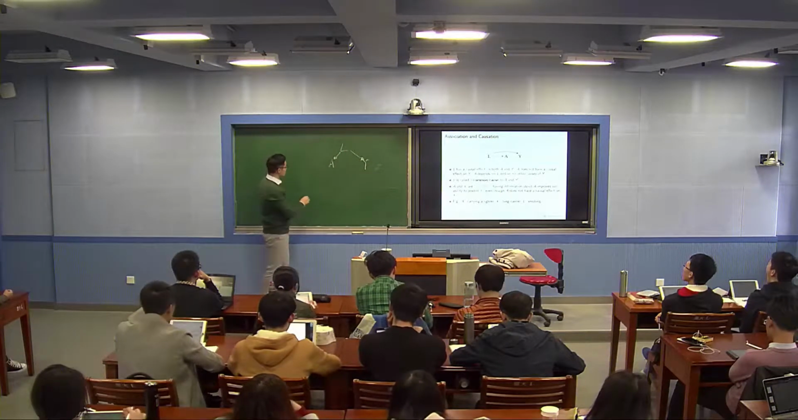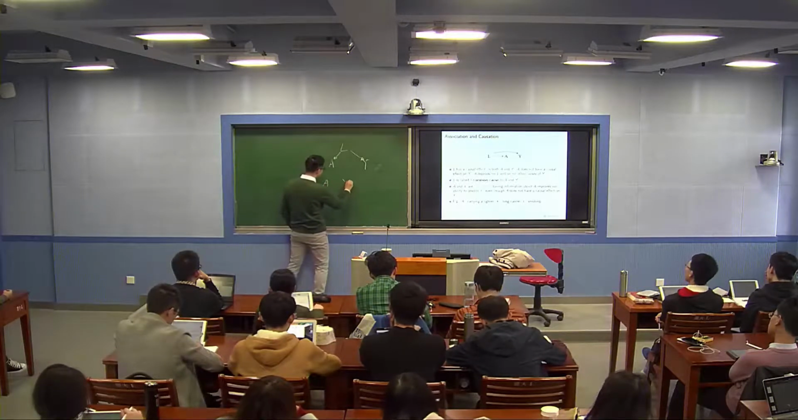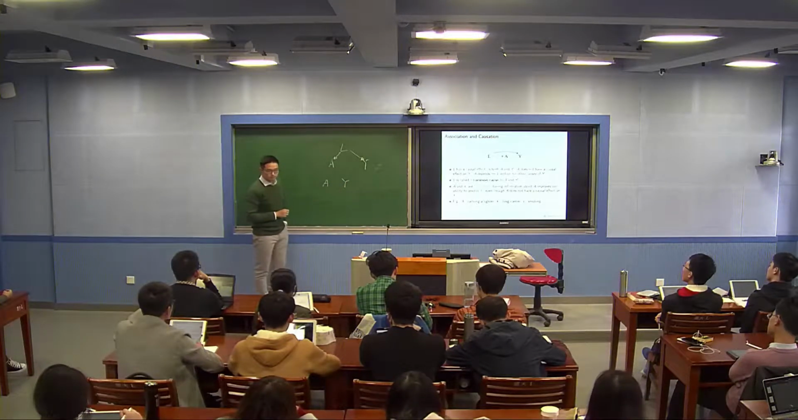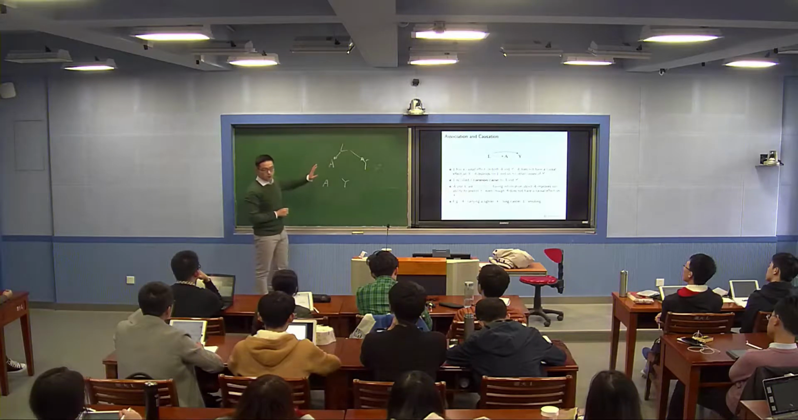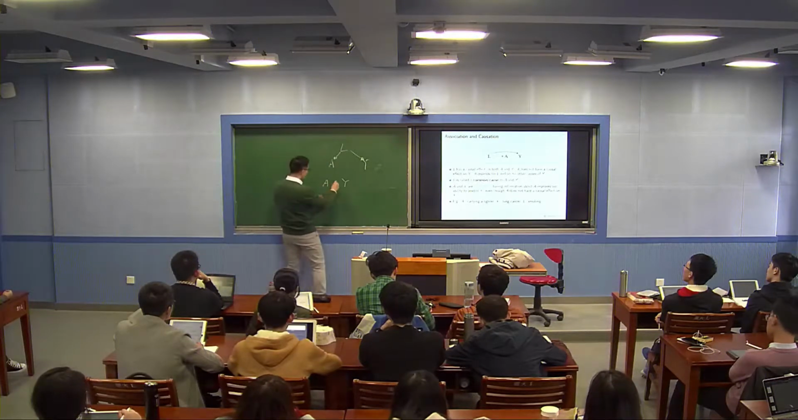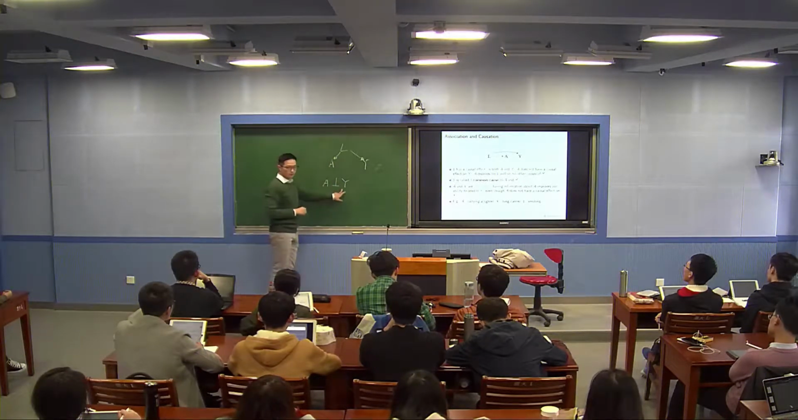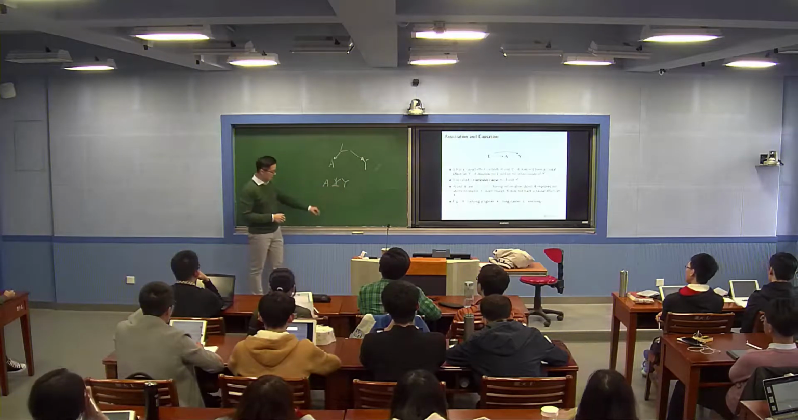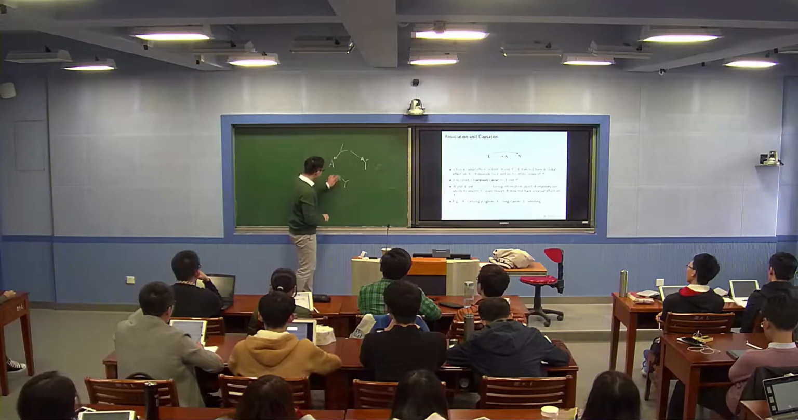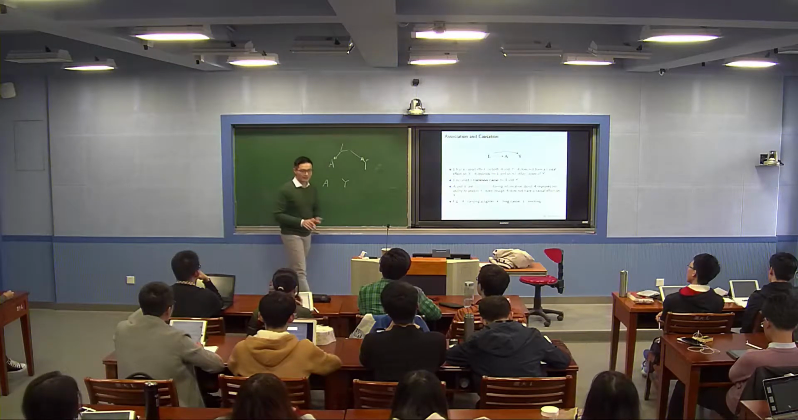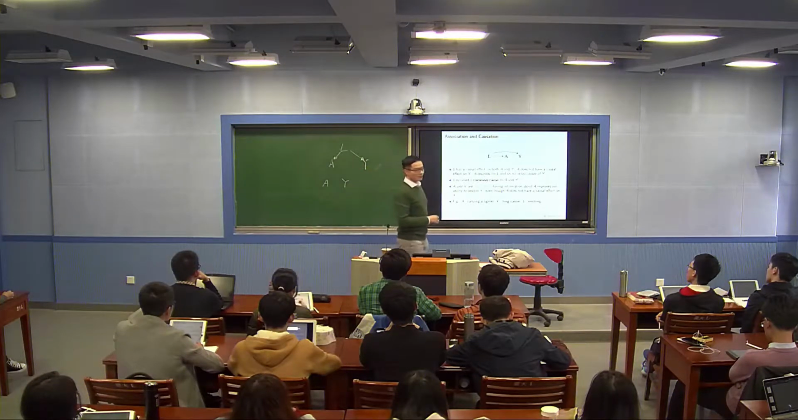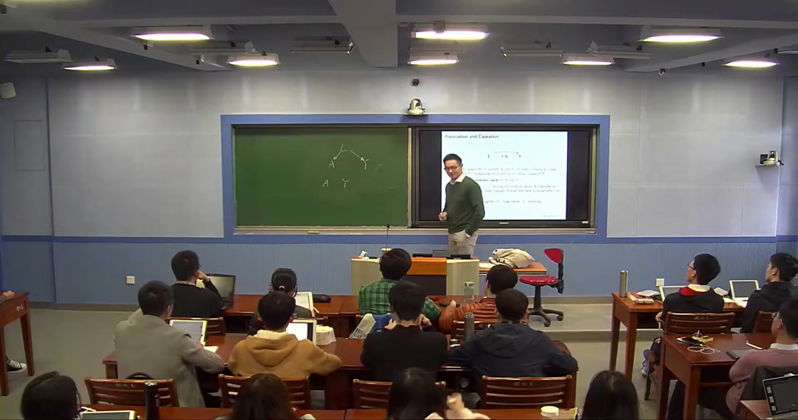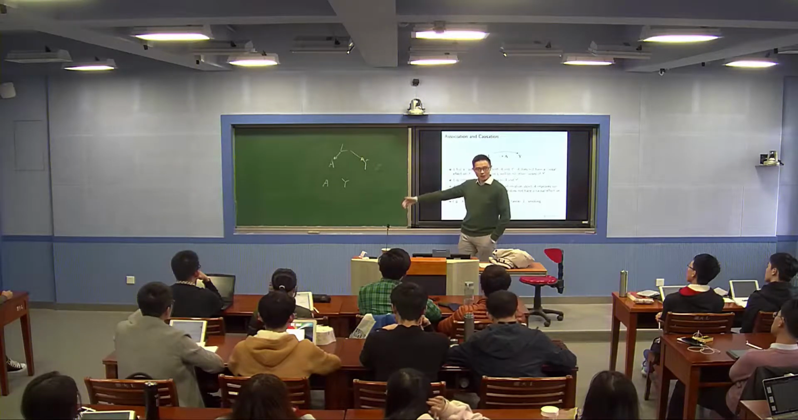Then I ask you this question: are A and Y independent or correlated? By the way, for independence I use this notation. If they're not independent, they're correlated. So are A and Y correlated or are they independent? What do you think? They are correlated.